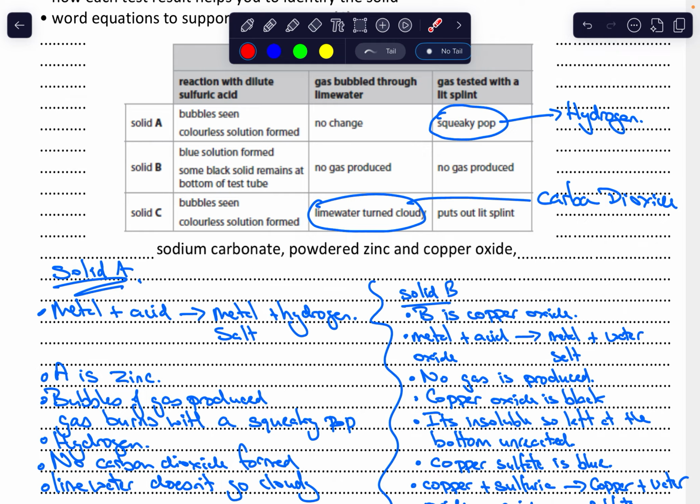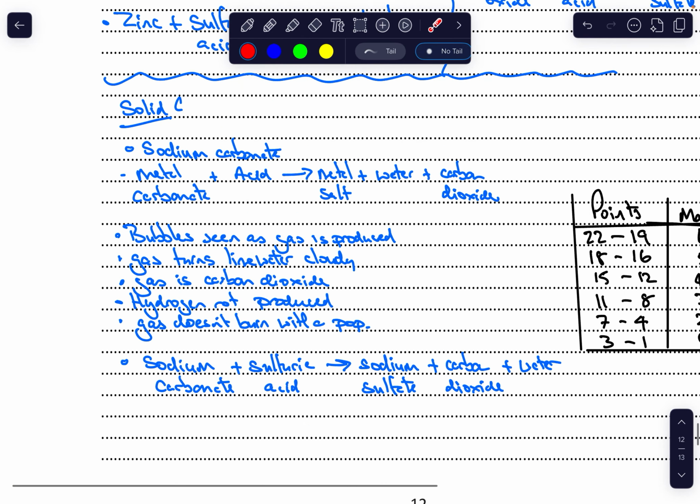And we know, or should know, that carbon dioxide will actually extinguish, put out a lit splint. That's why it's used in some fire extinguishers. So let's go back to the answer. So identify the chemical, it's sodium carbonate.